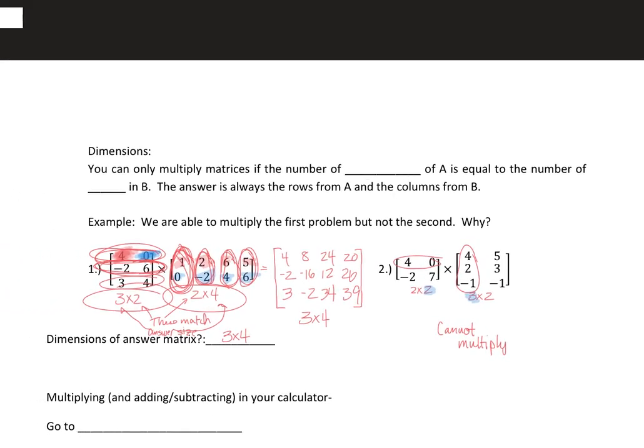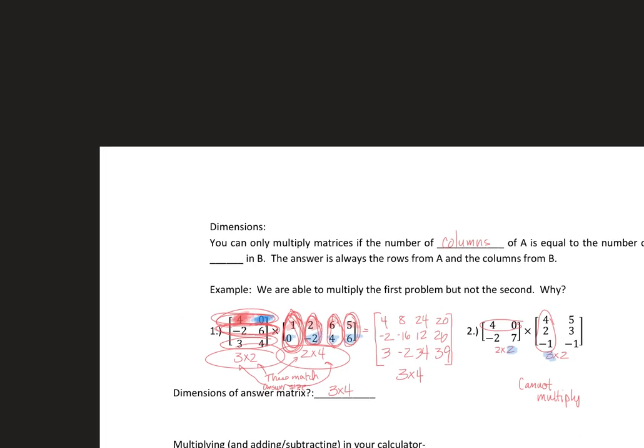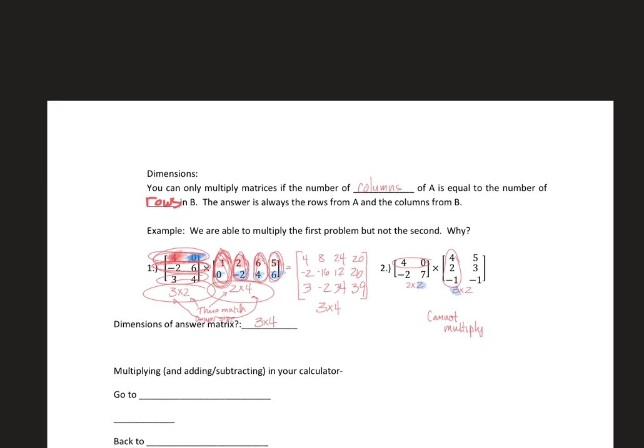So to fill out these blanks at the top, you can only multiply matrices if the number of columns in the first matrix, which is the second number in the dimension, is equal to the number of rows in the second matrix, in matrix B. And then, of course, the answer is always the rows from matrix A and the columns from B.